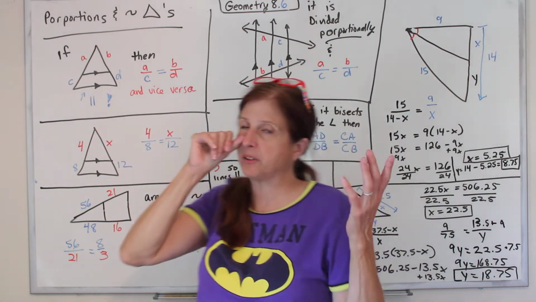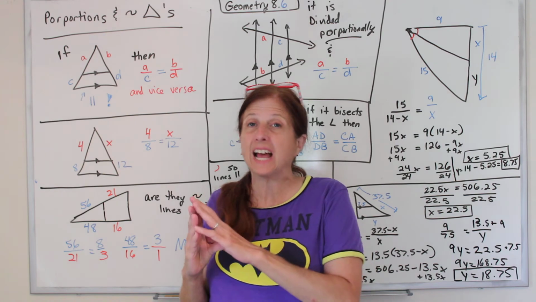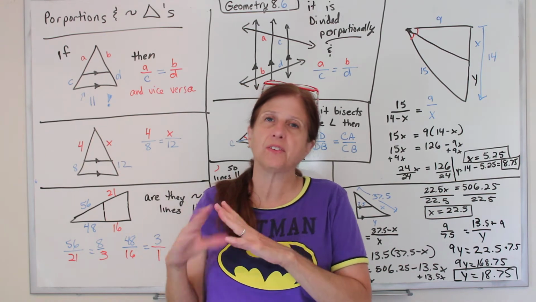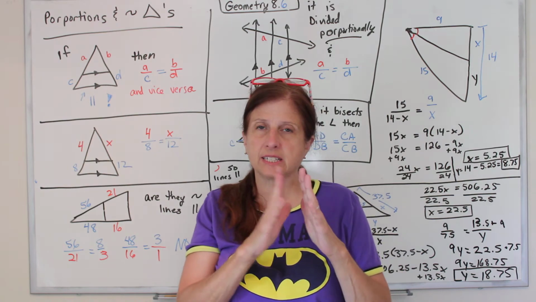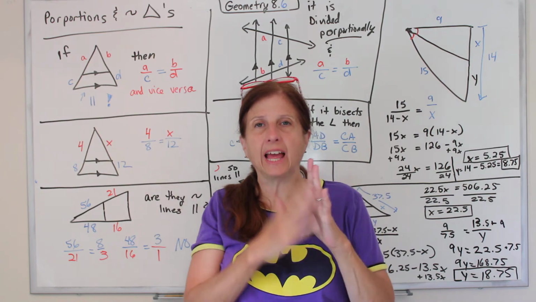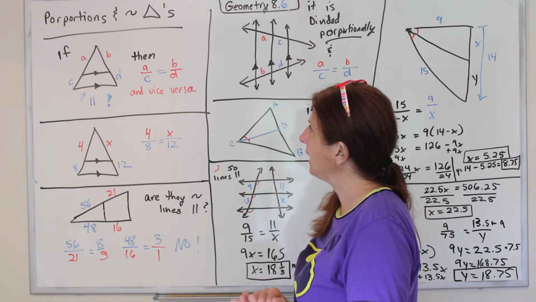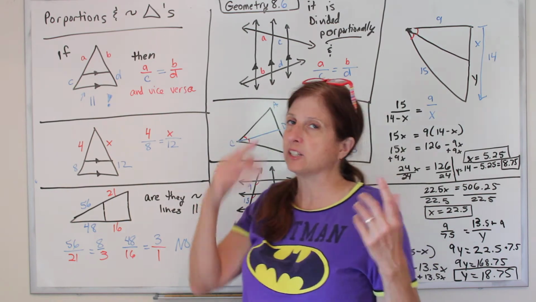Now, what's a similar triangle? They have different sizes, but the angles are all the same, which makes them have similar shapes. The sides are proportional, the angles are the same. All right? So I actually told you this.